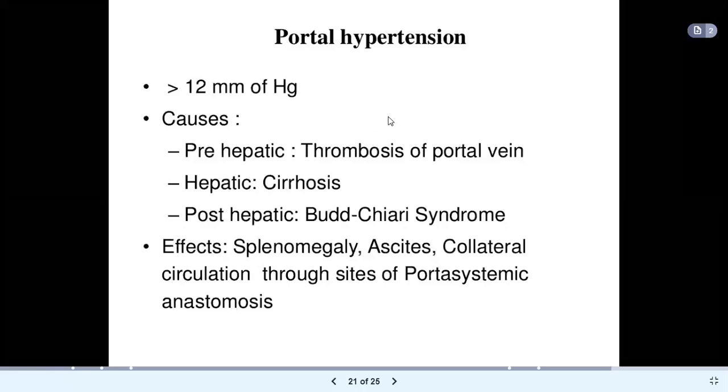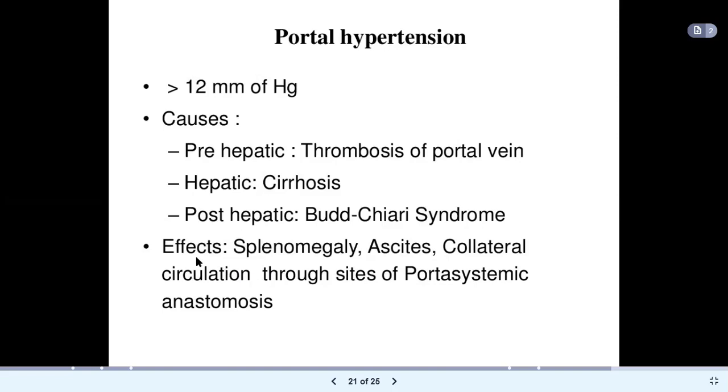So now usually you will have a clinical way of framing the question. Some points about portal hypertension: the pressure rises to greater than 12 mm of mercury, and the causes are prehepatic, that is, thrombosis of the portal vein, which means the blood within the portal vein may get clotted. Hepatic, where the liver may get damaged due to failure like fibrosis of the liver, which is called cirrhosis. Post-hepatic causes, where there can be Budd-Chiari syndrome.